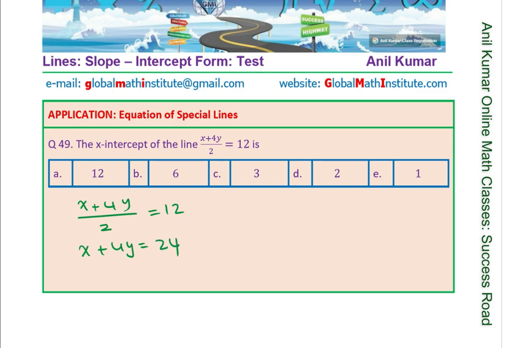Now, let us find the x-intercept. Finding x-intercept means substitute y equals to 0. So when I substitute y equals to 0, I get the x value. So x is equals to 24. So that is how I can find the x-intercept. So, well, none of them is correct. The real answer is x-intercept of this line is 24, right? So there is a typing error. That should be the correct answer. Perfect.